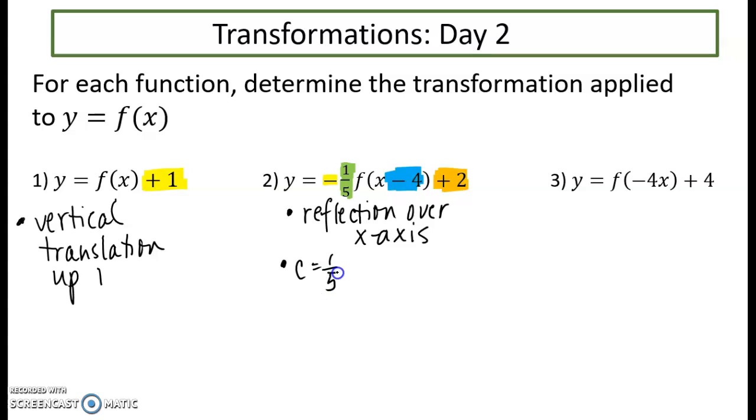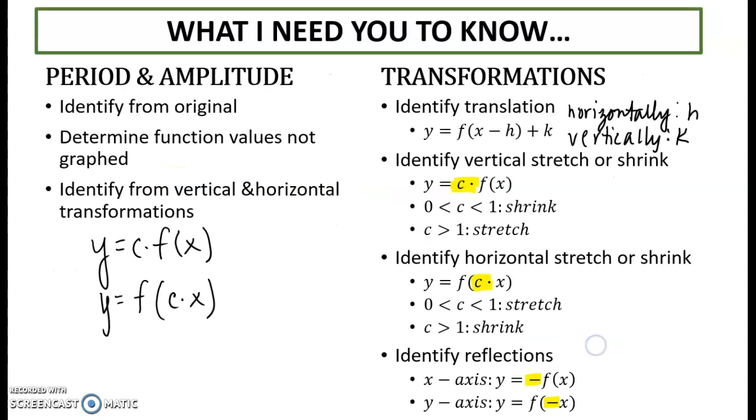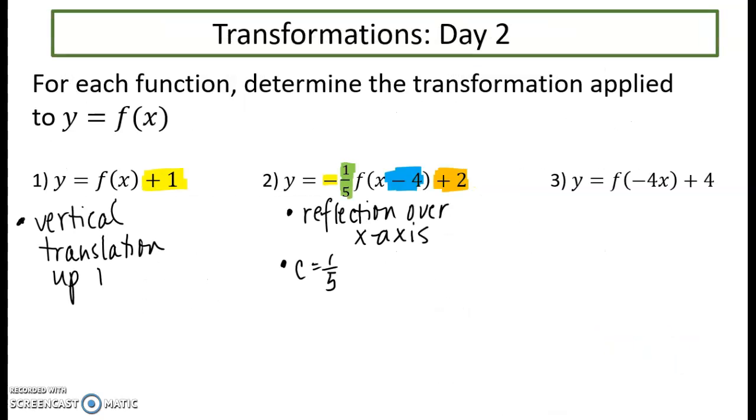Next, I just want you to identify what the value of c is and tell me if it's vertical or horizontal, stretch or shrink. How do I do that? I come back over here. My multiplier is on the outside of my function. My multiplier is a number between 0 and 1, so it's a vertical shrink.